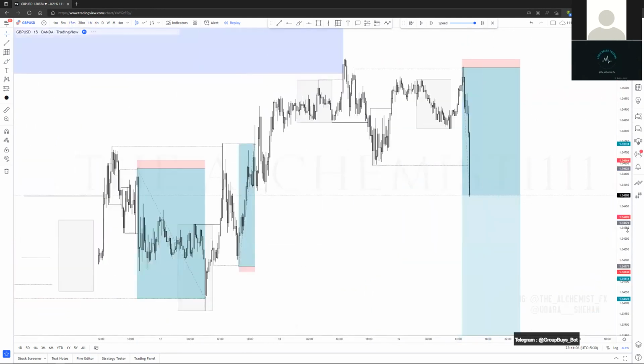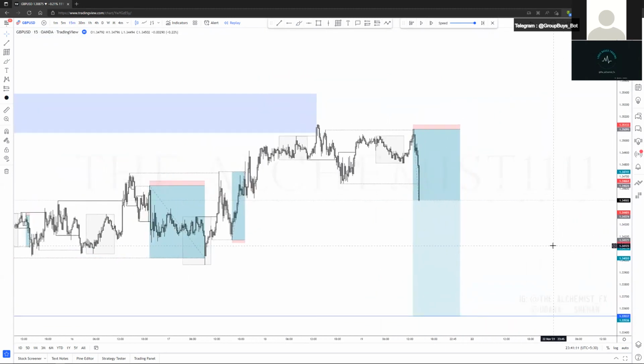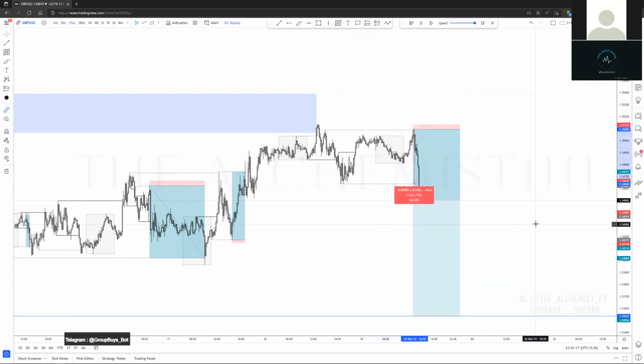Okay, you're done for the whole day, right? After you get something like this, why would you even look at the charts again? So what you do is you pay yourself. How much is that? Almost 50 pips.